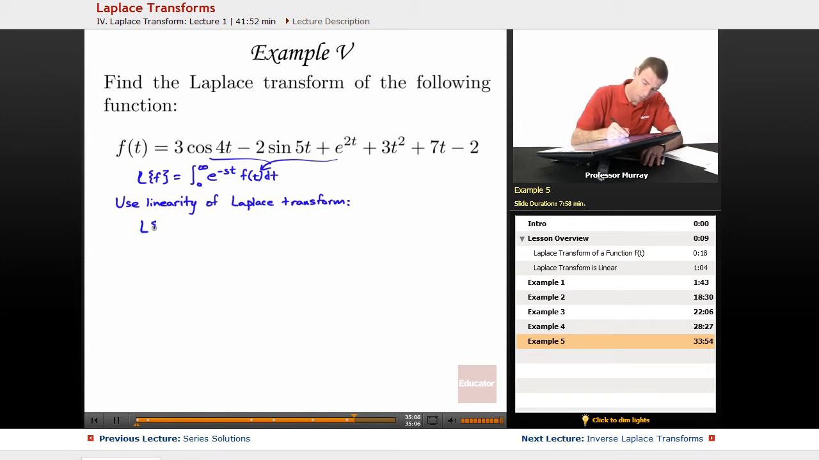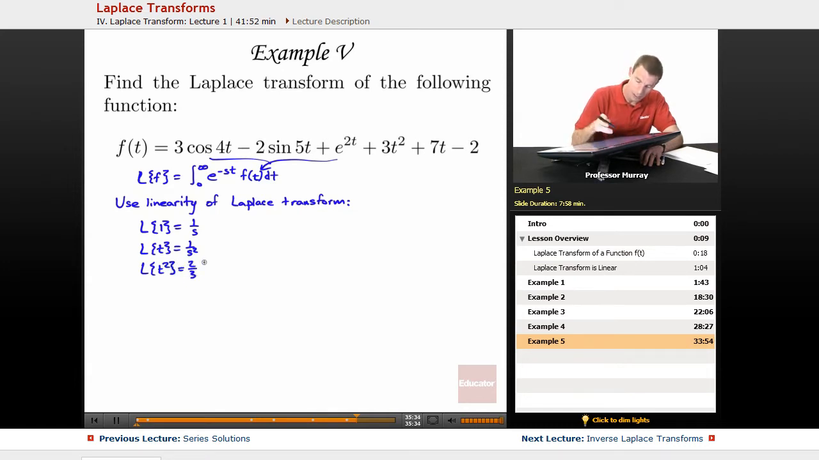So L of 1, we figured this out. This was back in example 1, so you might want to go back and check at example 1 if you don't remember this. It was 1 over s. L of t was 1 over s squared. L of t squared was 2 over s cubed.